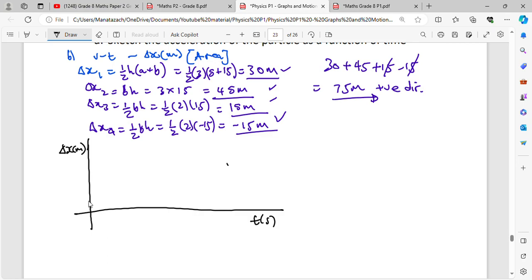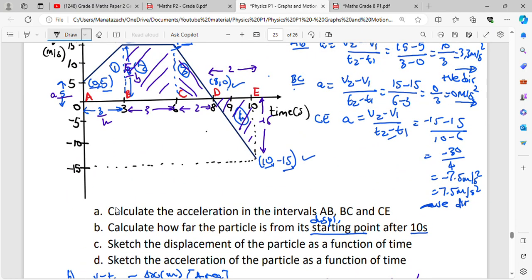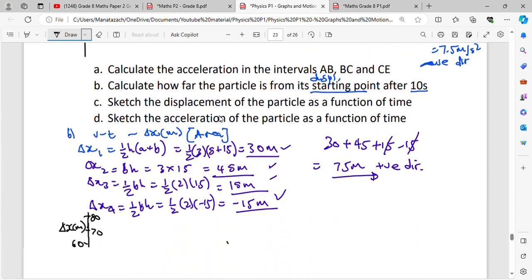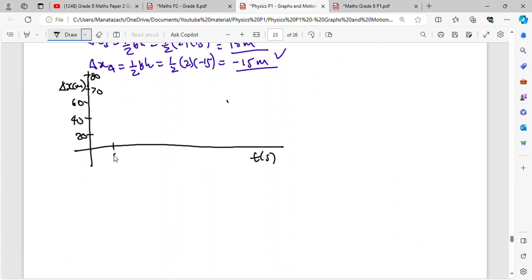So basically we can count in 20, 40, 60, 70, 80. And the time is going to be the same as our velocity time graph. We'll have 3, 6, 8, 9, 10. So 3, 6, 8, 9, 10.